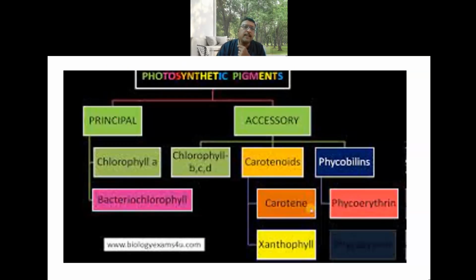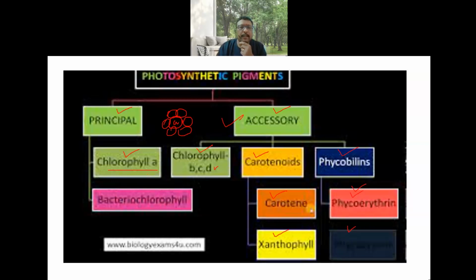So photosynthetic pigments, if you see, there are two categories. One is the principal photosynthetic pigment, another one is the accessory photosynthetic pigment. In plants, chlorophyll A is the primary photosynthetic pigment. Surrounding this chlorophyll A, there are other accessory pigments. So all those accessory pigments are what? They are chlorophyll B, C, D. There are carotenoids, again, which are carotenes and xanthophylls. Okay. Then the other category is phycobilins, where phycoerythrin and phycocyanin are there.